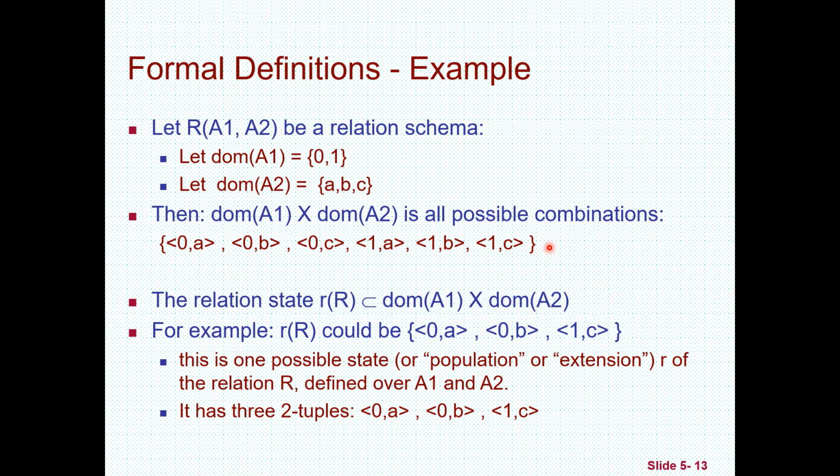So the relation state R, capital R, is a subset of the domain of A1 cross product with the domain of A2. For example, R could be 0A, 0B, and 1C, or any other. So this is one possible state, population, or extension of the relation defined over A1 and A2. So it has 3 tuples: 0A, 0B, and 1C, and so on.